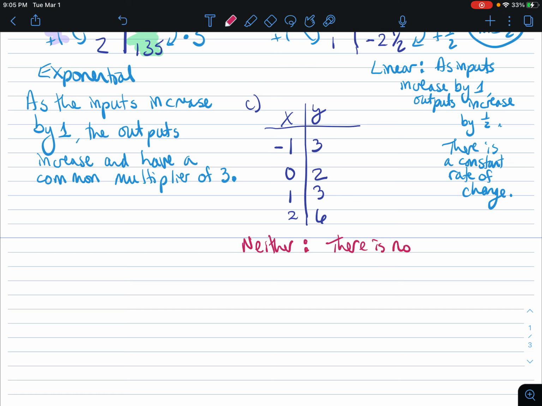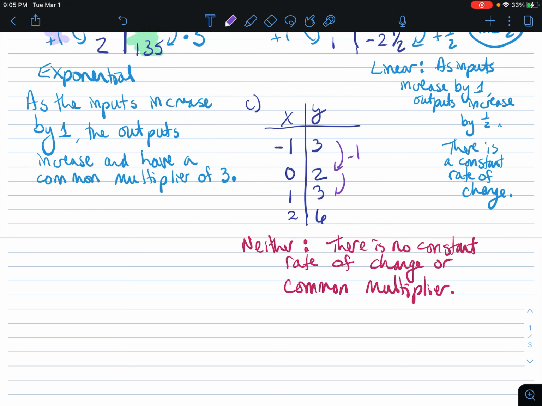There is no constant rate of change or common multiplier. And really, I shouldn't have erased the work I just did. So let's do, because I still want evidence here. So I'd say -1, this is a +1. So, and these are all +1s. So this, I'm going to highlight to say not linear. No constant rate of change.